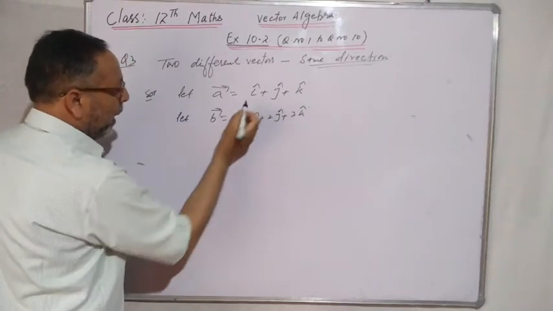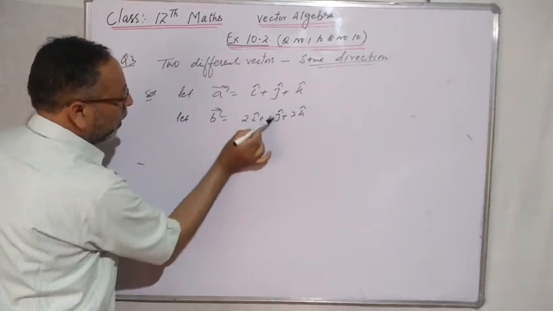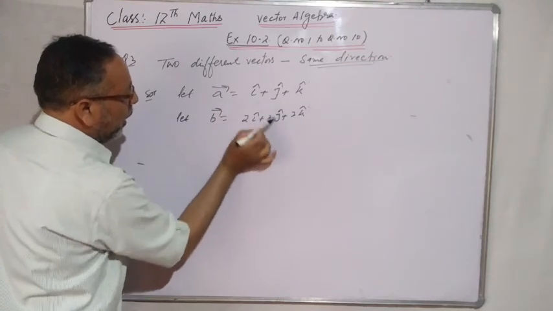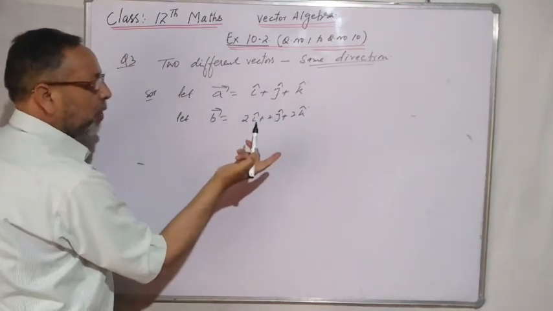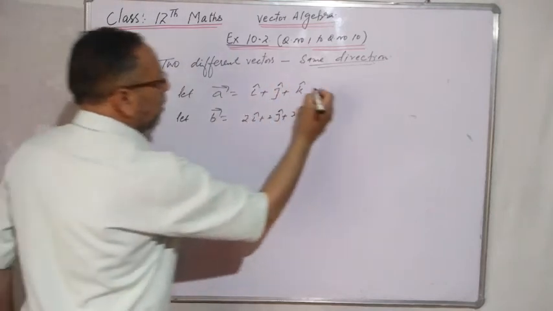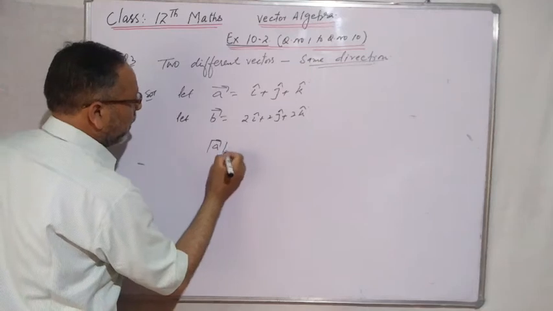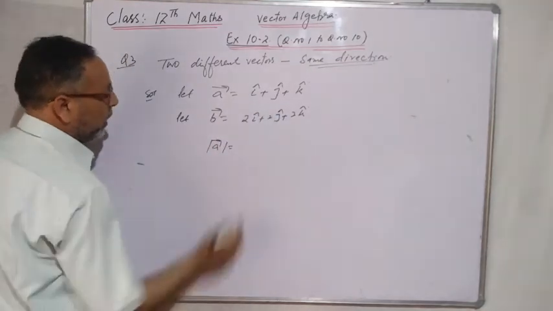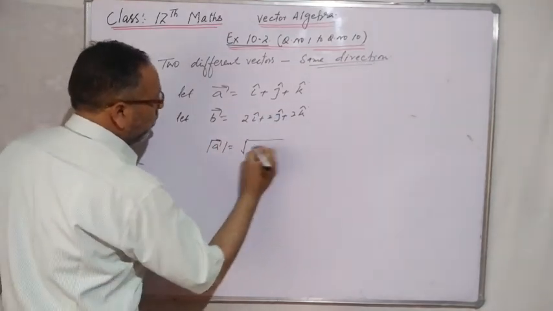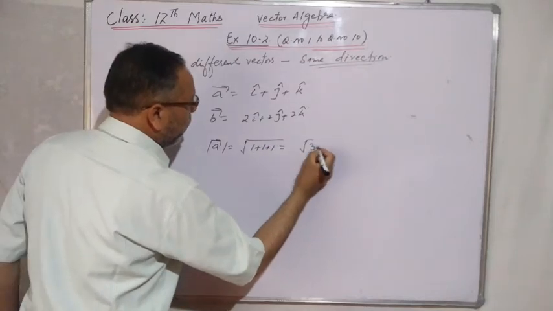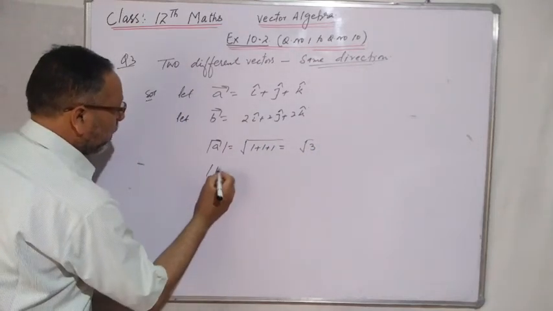अब अगर इनका रेशियो, डायरेक्शन कोसाइंस का रेशियो अगर सेम आया तो दैट मींस दे हैव सेम डायरेक्शन. और चलो यहां मैं निकालता हूं मैग्नीट्यूड ऑफ वेक्टर A. Let me find magnitude of vector A. It is under root of 1 plus 1 plus 1, it is root 3. Let me find magnitude of vector B.